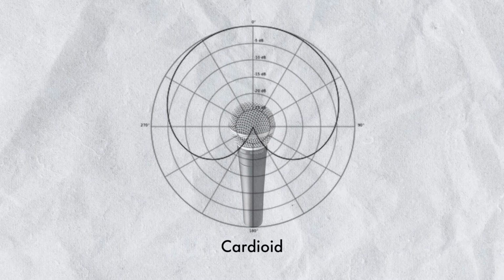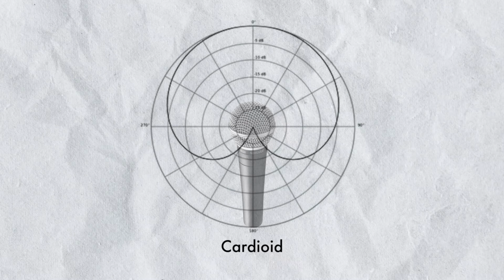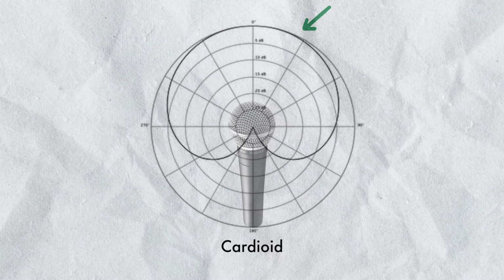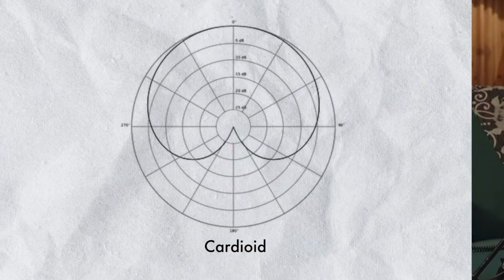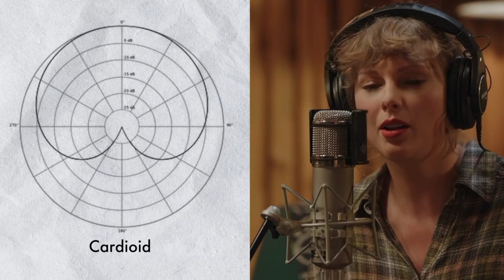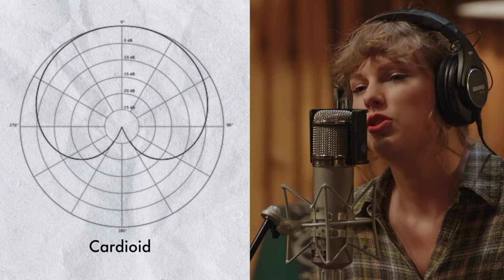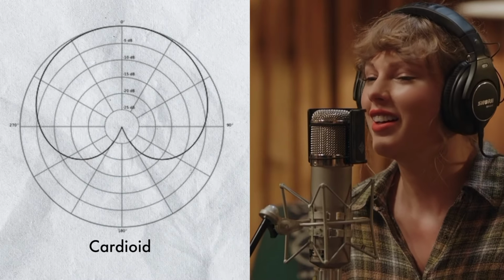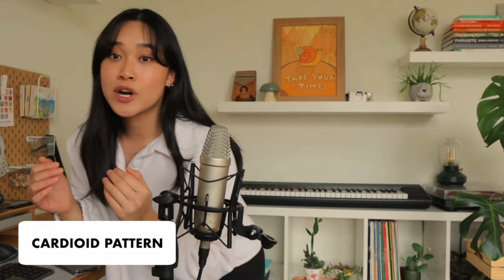Cardioid polar patterns are named after their heart-shaped pickup pattern. These microphones are most sensitive to sound coming from the front and reject sound from the sides and the rear. They are commonly used for vocals and solo instruments where you want to focus on a single sound source and reject any background noise. The cardioid pattern is perfect for environments where there's lots of noise and reverberation, especially in live performances, so only your voice is captured and not your audience.